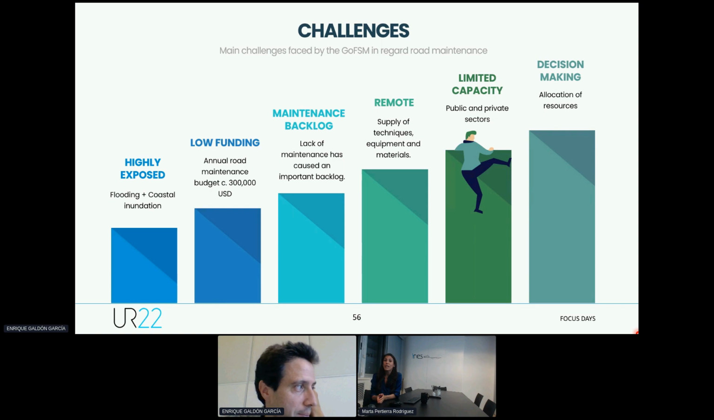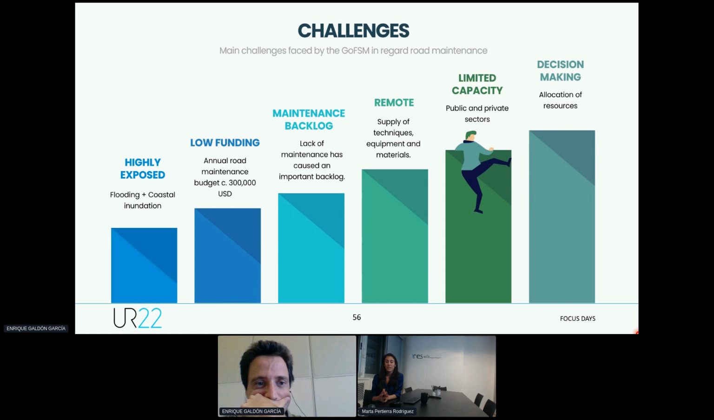So if it's already exposed in the present, imagine in the future. There's a very high impact of climate change in this kind of states. The second challenge is that they have low funding levels. And this is a problem that we encounter in a lot of small island states.